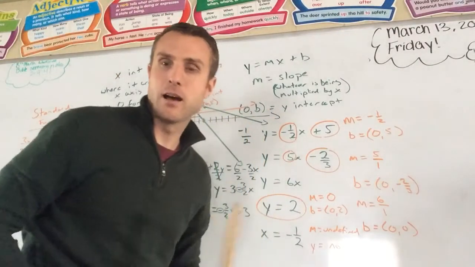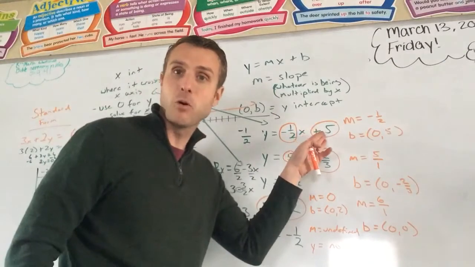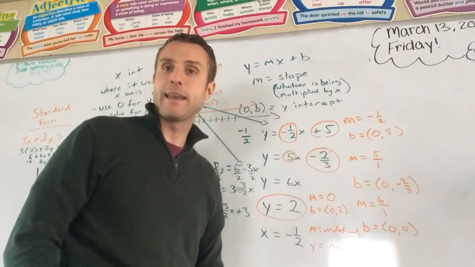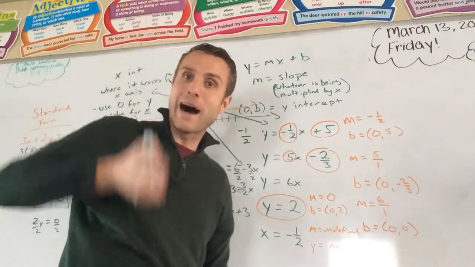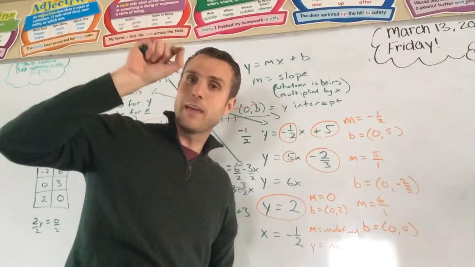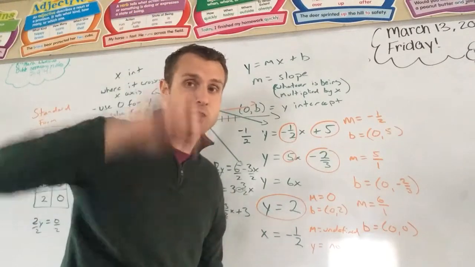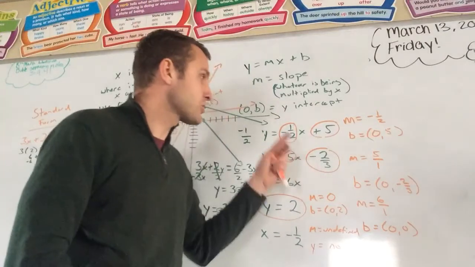So again, how do I do slope-intercept form? I start with whatever's not being multiplied by x. That is going to be the number on the y-axis, up and down. I'm going to put a dot on that number. From that dot, no, don't go back to the origin. From that dot, use your slope.